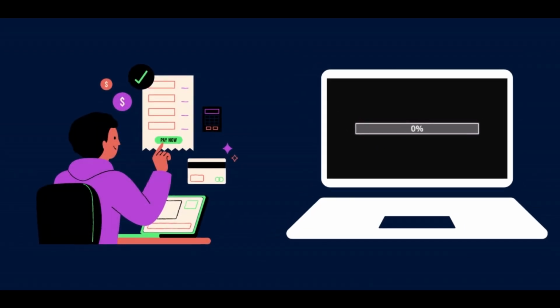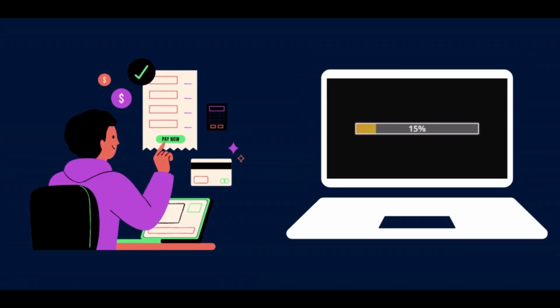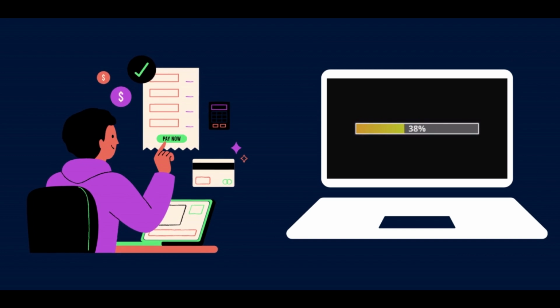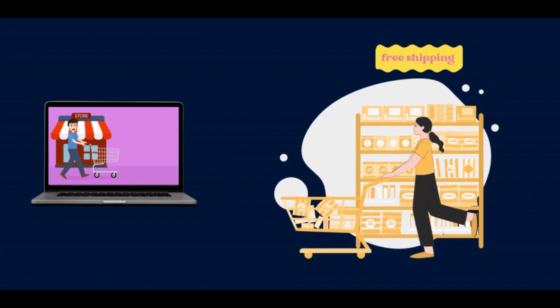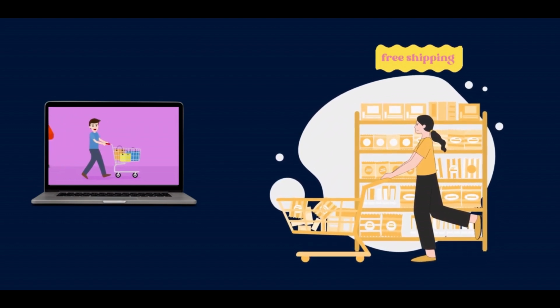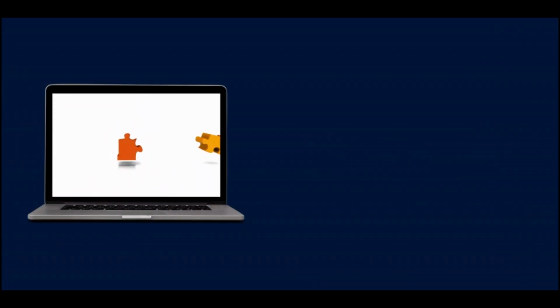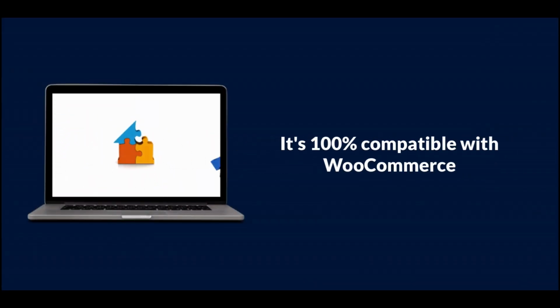The Shipping Bar widget is a progress bar that shows the target amount of money a customer needs to spend to get free shipping from the store. It displays the progress towards the free shipping threshold determined based on the current cart amount. It's a pro feature of Happy Addons and is 100% compatible with WooCommerce.